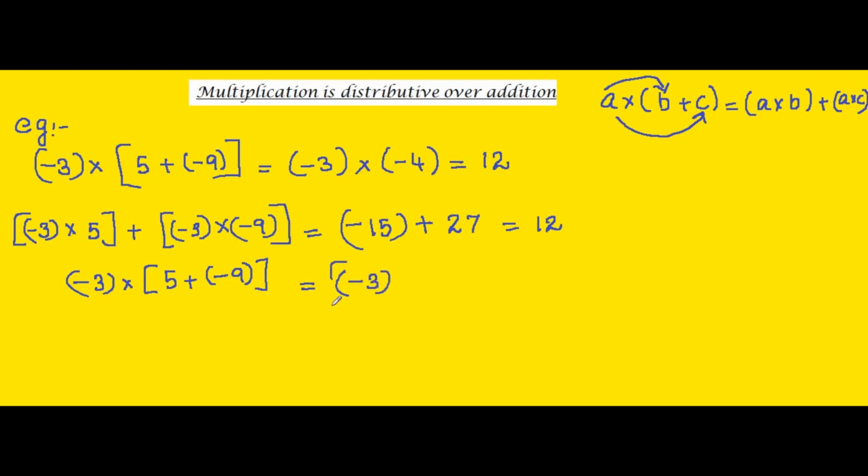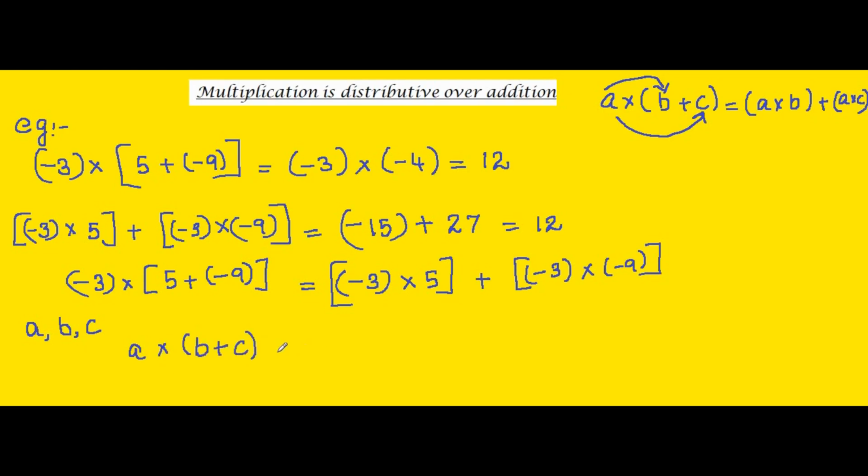Negative 3 times 5 plus negative 3 times negative 9. So how can we write this in mathematical form? Mathematically we can consider a, b, c, the 3 integers. Then a times b plus c is equal to a times b plus a times c. The multiplication is distributive over addition.